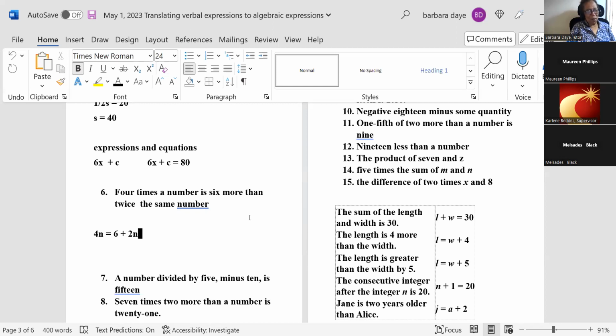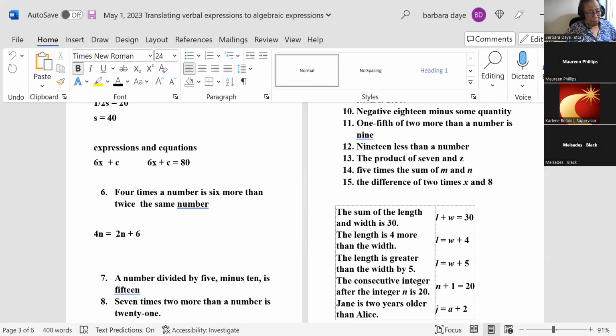Six more than means you're adding the 6, Mercedes, to twice the same number. So you wouldn't have 6 plus 2n, you'd have 2n plus 6. You see why what you had was incorrect, Mercedes?